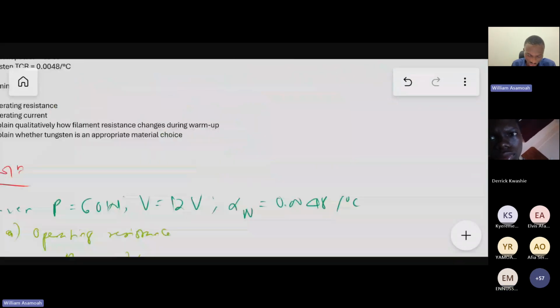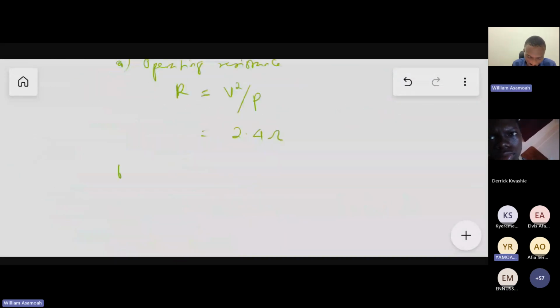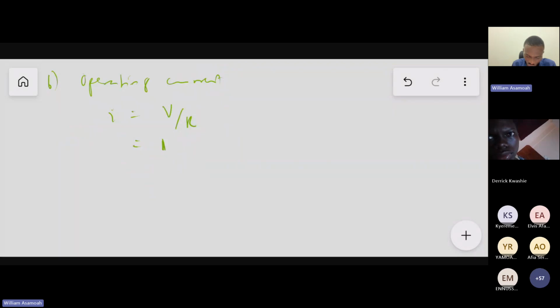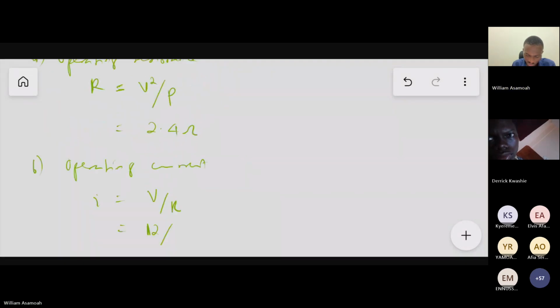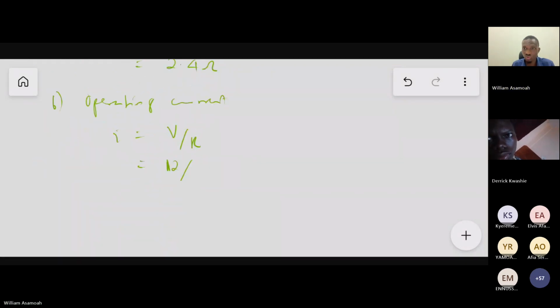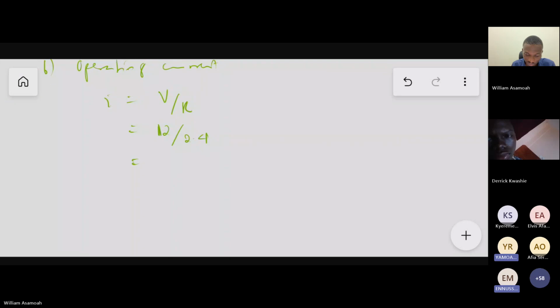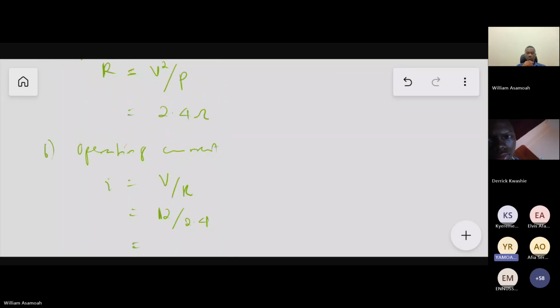The next question was operating current. What will be the operating current? 5 amperes. Great. Operating current. How did you get it? V is equal to I times R, so I is V over R. So 12 over what? 2.4. And that gives you what? 5 amperes.